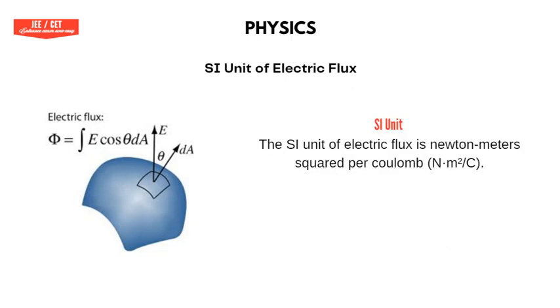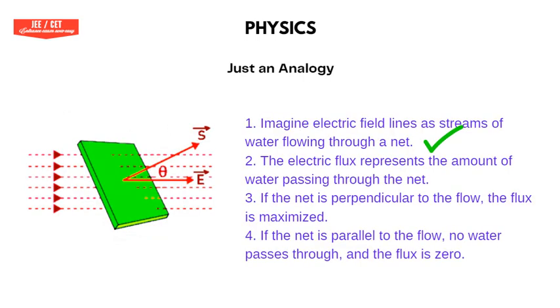SI unit of electric field is newtons per coulomb and that of area is meters square. So SI unit of flux is newton meter square per coulomb. To give you an analogy of electric flux, imagine electric field lines as streams of water flowing through a net. The electric flux represents the amount of water passing through the net. If the net is perpendicular to the flow, the flux is maximized. If the net is parallel to the flow, no water passes through and the flux is zero.